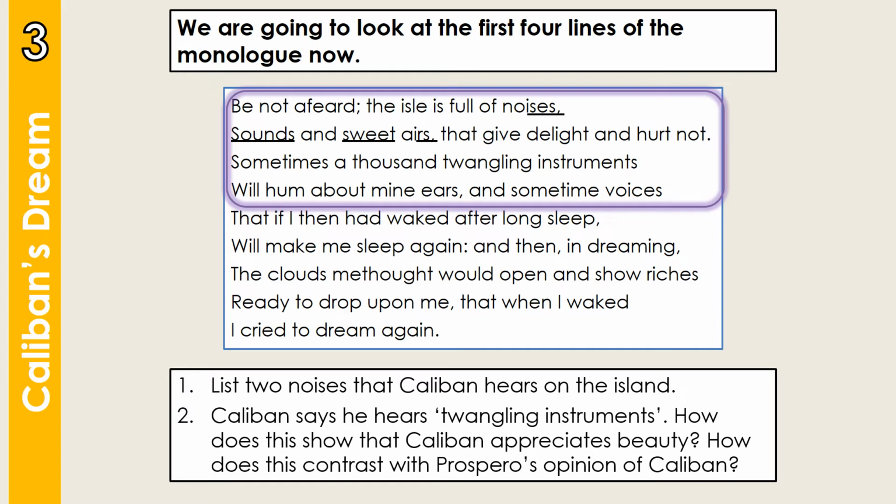And then your second question, Caliban says he hears twangling instruments. How does this show that Caliban appreciates beauty? How does this contrast with Prospero's opinion of Caliban? So the idea there of twangling instruments, it's kind of like the sound of beautiful instruments. It makes me think actually of stringed instruments like a harp or something. But he says that the noises the island makes sound like 1,000 twangling beautiful instruments.